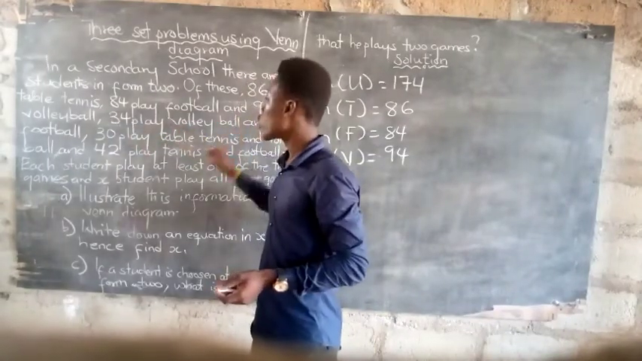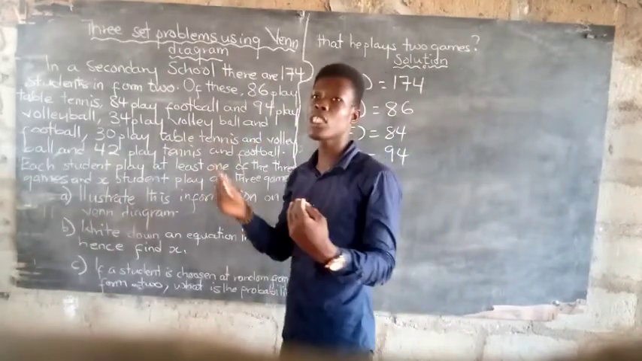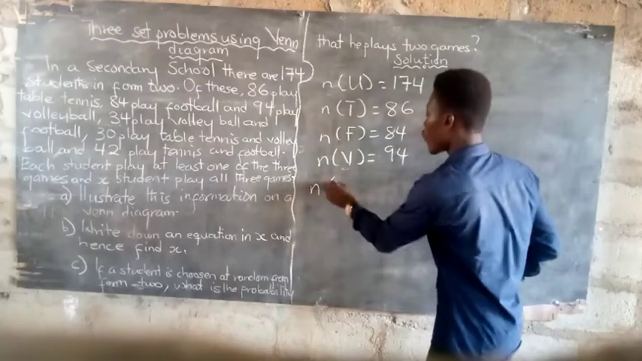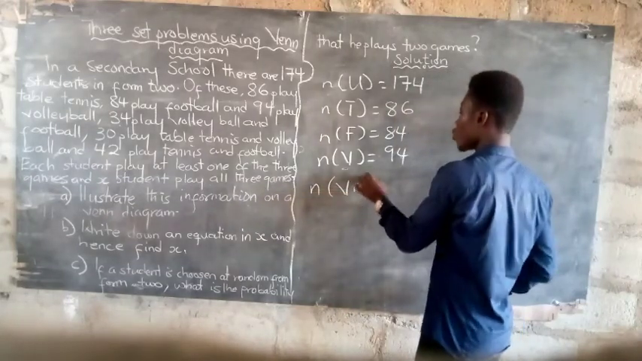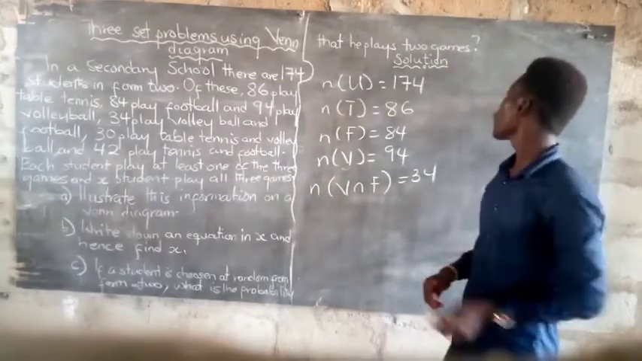And they went on to tell us that 34 play volleyball and football. The moment they tell us volleyball and football, it means intersection. So they mean the intersection of volleyball and football. So n(V ∩ F) is 34.